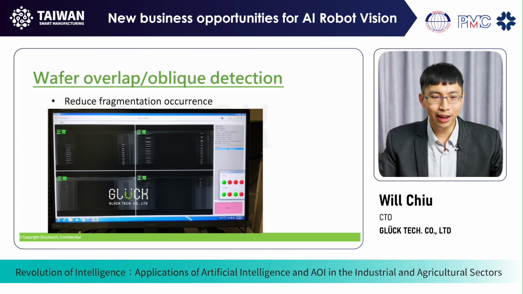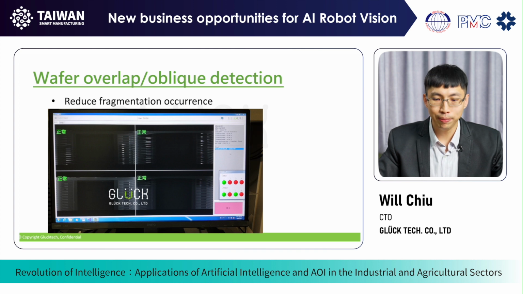In the last slide of the measurement, we will show you the wafer overlap and oblique detection. Measurement technology can also be applied to calculate the quantity and orientation of wafers. In the event of an incident, like a wafer overlapping, misalignment or incorrect quantity inside the wafer cassette, it can trigger an immediate alarm and hold the lot, thereby reducing the loss of wafers.